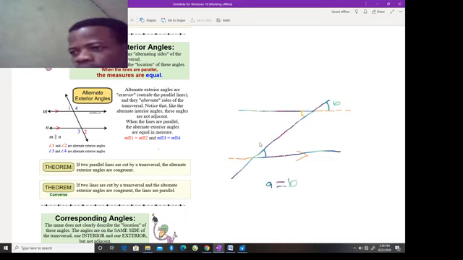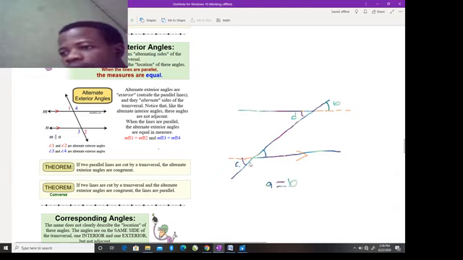Which other corresponding angles do we have here? This one is in, yes or no? So we can come and pick this one. I can call this C, I can call this D. C and D, they are corresponding and they are equal. Corresponding angles are equal.